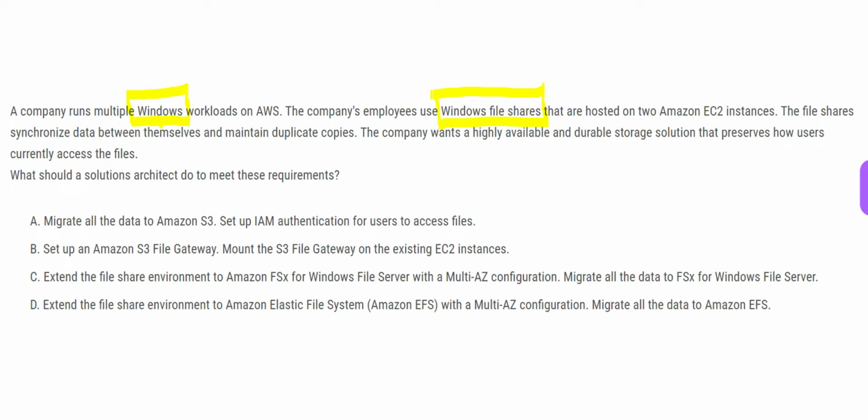They're saying the file shares synchronize data and maintain duplicate copies. So suppose you have this F1 and F2 file share. They both will sync with each other so that both will have the same data, and hence there will be some duplicates also, because whatever F2 has, F1 has, and whatever F1 has, F2 has. So F1 will not have something which is totally unique, and F2 will not have something which is totally unique that F1 doesn't have.